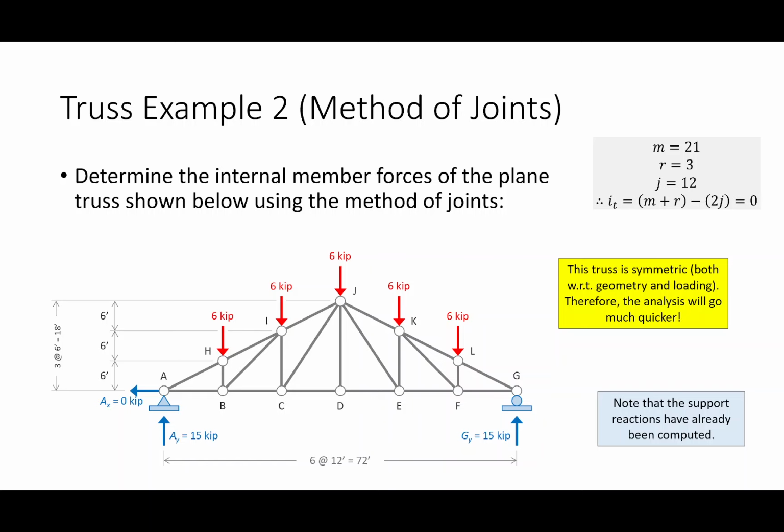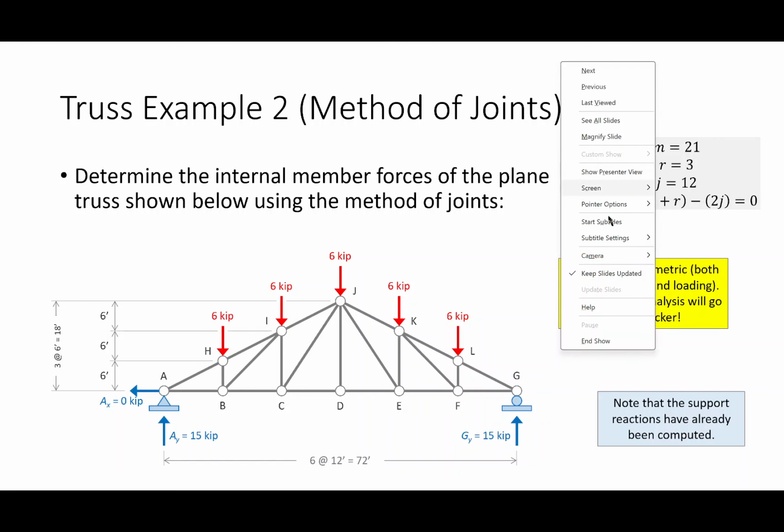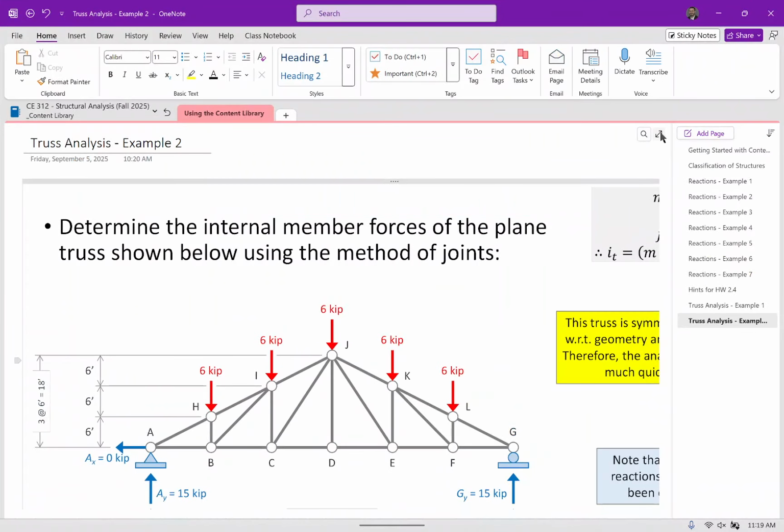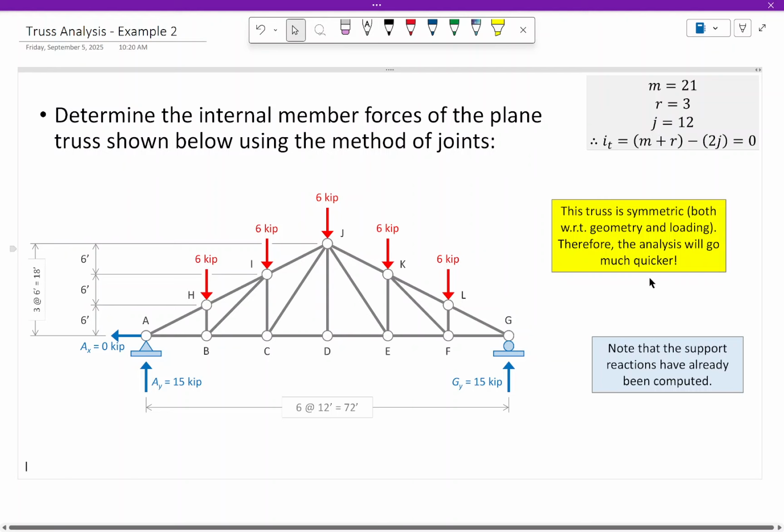Now, a couple things I want to point out, and really these are the two things I want to focus on with this example. Okay, point number 1, this truss is symmetric, okay? It's symmetric with respect to both geometry and the loads. We didn't have this last time, we have it today. Structural engineers do their best to try and exploit symmetry whenever they can, and in this case, this is definitely happening here. It gives us a benefit as analysts because we only have to analyze half the truss.